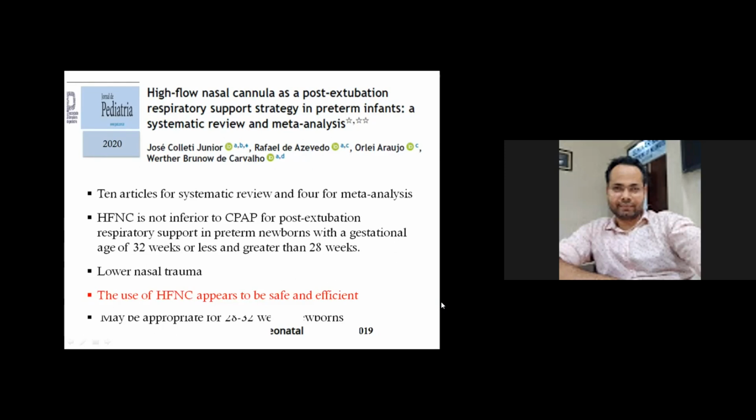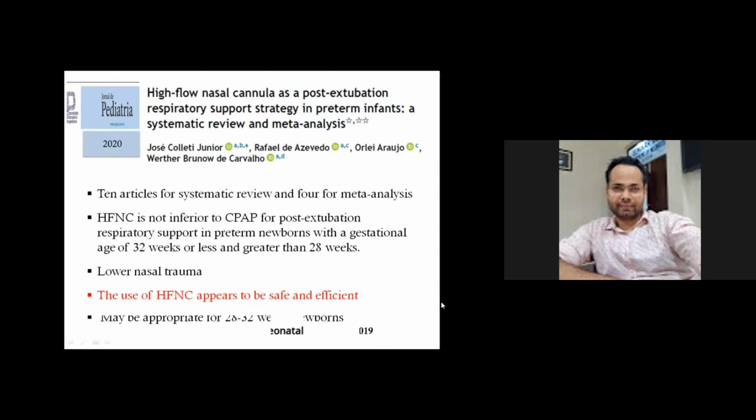Again, in 2020, this was a meta-analysis: high flow nasal cannula versus other post-extubation respiratory support strategies in preterm infants, a systematic review and meta-analysis. They reviewed 10 articles for the systematic review and 4 for the meta-analysis, and they found that HFNC is not inferior to CPAP as post-extubation respiratory support in preterm newborns with gestational age 32 weeks or less and greater than 28 weeks. There was less evidence for use in babies with less than 26 weeks of gestational age. As we know, they also found lower nasal trauma.